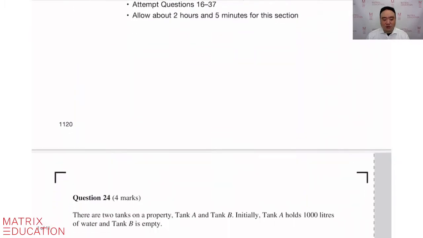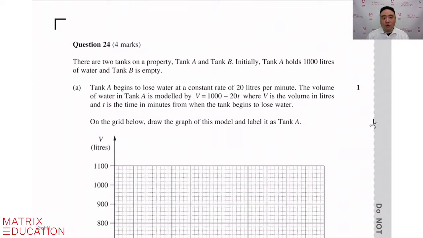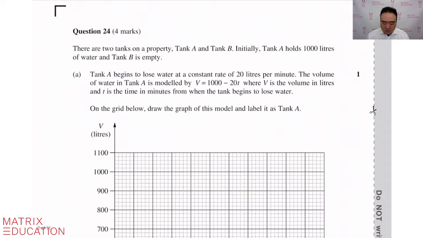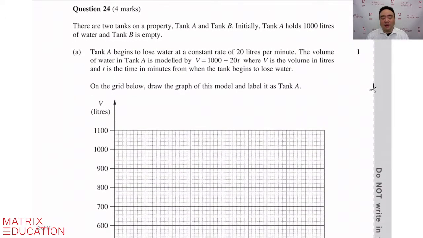Now, let's have a look at the first question. The first question is question 24, that's common to both. It said there are 2 tanks on a property, tank A and tank B. Initially, tank A holds 1,000 liters of water and tank B is empty.